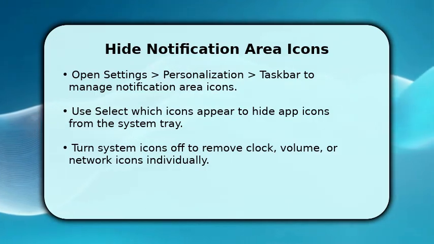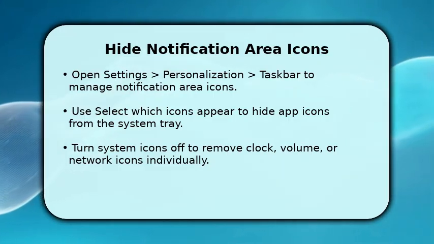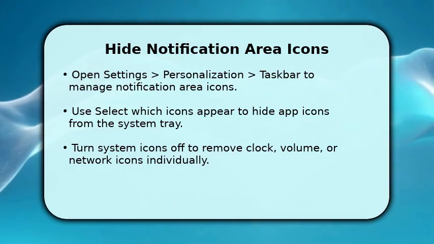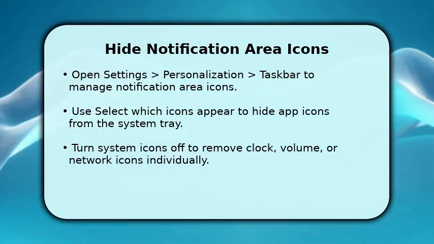For system items, choose Turn System Icons on or off and toggle them as needed. This method hides icons without uninstalling apps. Changes apply instantly and persist after reboot, unless the app.